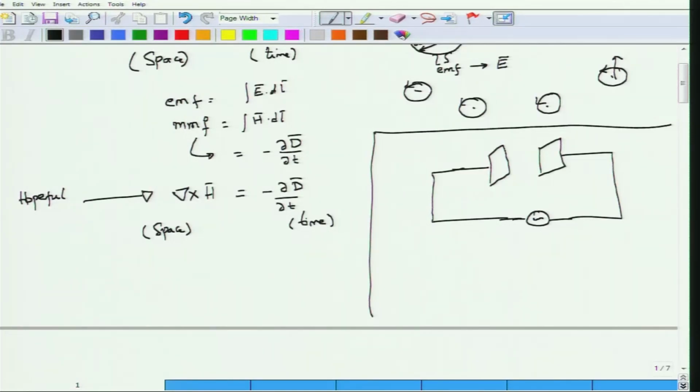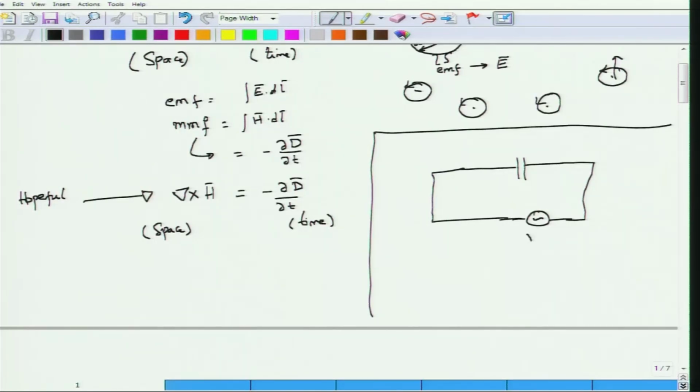I will also assume that the plates are quite large compared to their separation. So the plate cross section is quite large compared to their separation, so I do not have to worry about the fringing fields. Fringing fields would exist wherever the cross section is similar to the separation. So this is my ideal capacitor.